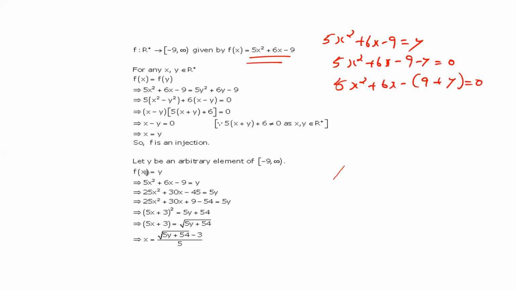Is it audible? This is the function. You have to find out the inverse. So take it as y. So 5x squared plus 6x minus 9 minus y is equal to 0.